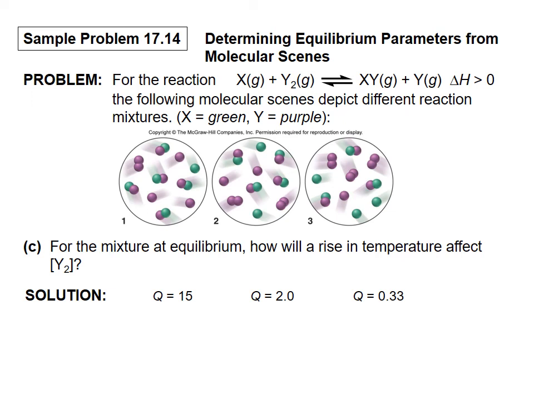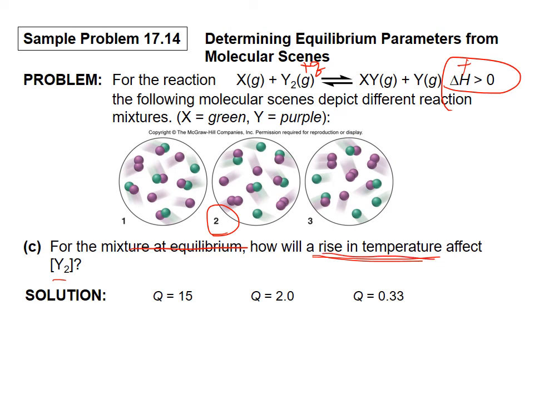Let's look at question C. For the mixture at equilibrium, and that's scene 2, how will a rise in temperature affect Y2? To look at the temperature dependence, we need to look at the heat involved in the reaction. Because delta H is greater than 0, a positive delta H means the reaction is endothermic. So the forward reaction is endothermic, and you add heat at the reactants part. Increased temperature means you add heat to the system.